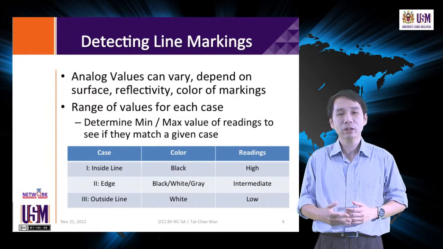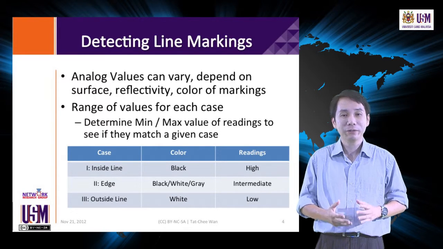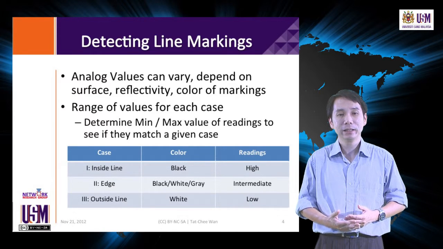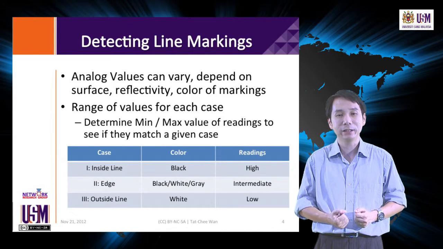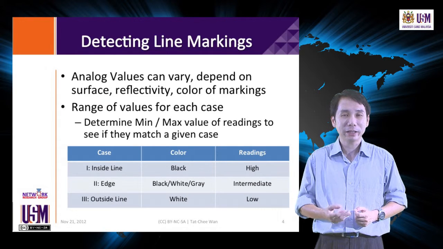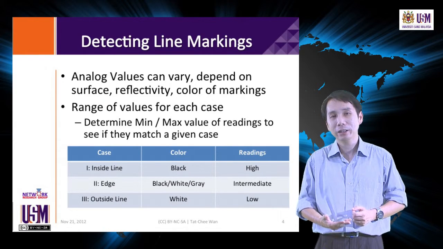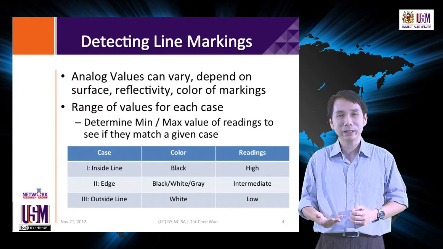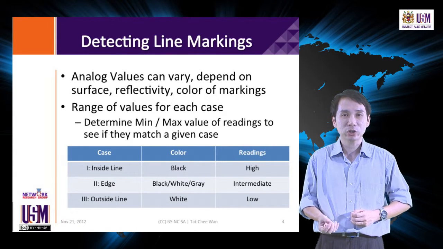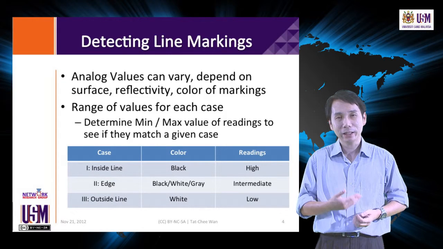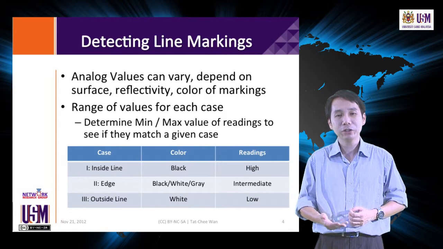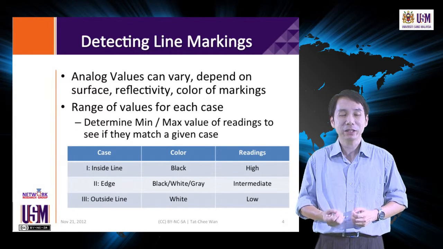We should note that analog values read by the light sensor can vary, depending on the surface, reflectivity, and the color of the markings. In other words, you need to do some tweaking or tuning of the light sensor before we can make use of the readings reliably. Now, the range of values can also be returned for each case, and in order to sort out whether a light reading belongs to the case where it's on the line, on the edge, or outside of the line, we should try to determine the minimum and the maximum values of these readings to see if they match a given case.